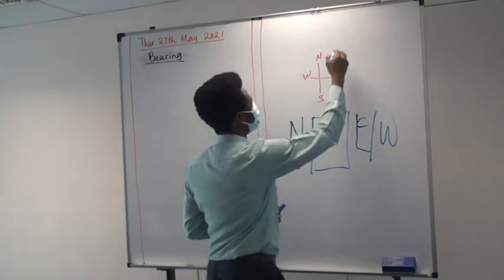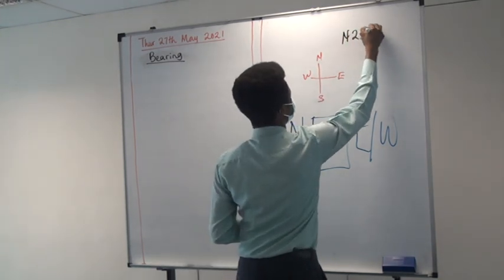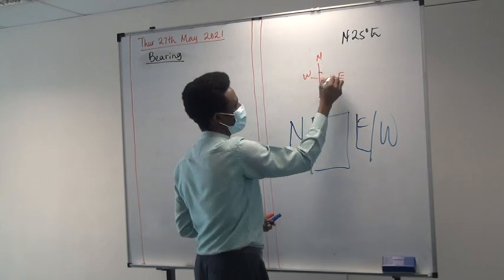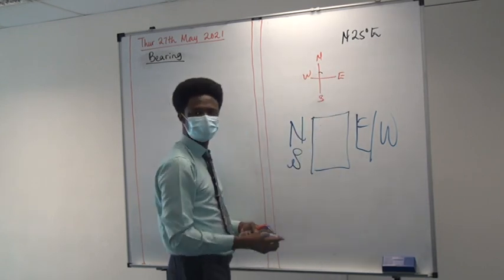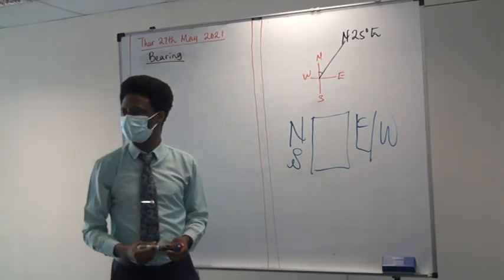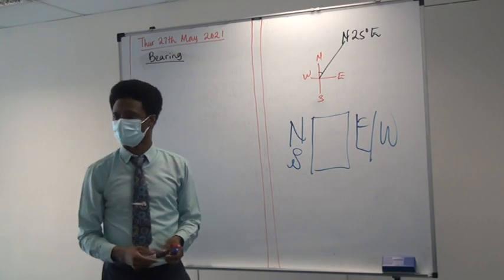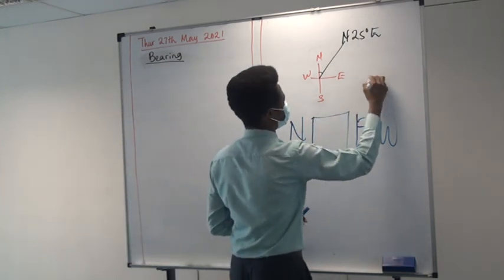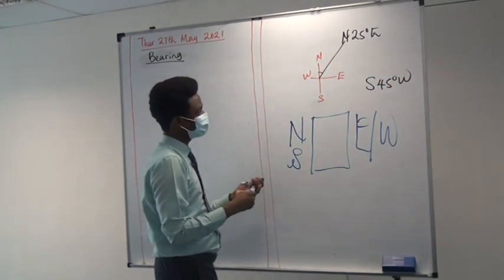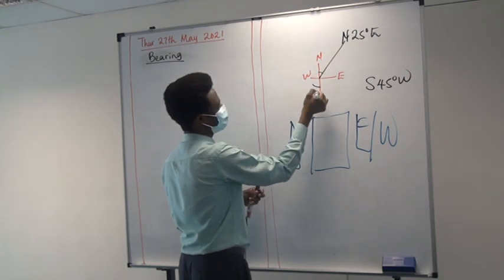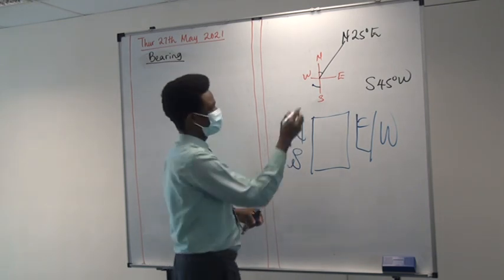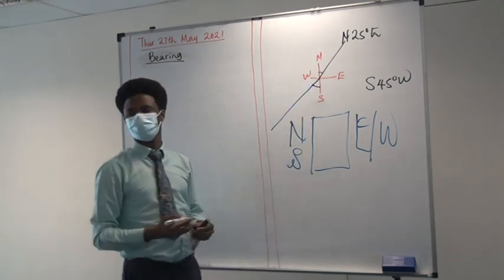So if I say north 25 degrees east, it means start from the north, move 25 degrees out of all the 90 degrees towards the east. So on this line is the position you're trying to locate. Similarly, we can say south 45 degrees west. It means from the south, move 45 degrees towards the west. That's just halfway in the 90 degrees, right? So on this line is the position.